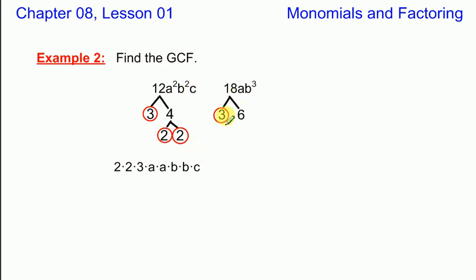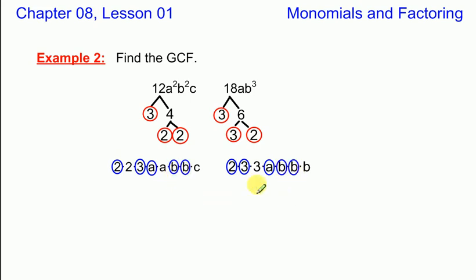And then factor 18, that's 3 times 6. 6 is 3 times 2. Put these in order from least to greatest, 2 times 3 times 3, and then times a, and then 3 factors of b. Now I can go through and see what these have in common. Well, they each have a 2. And then they each have at least one 3. And they each have an a. And they each have 2 b's.